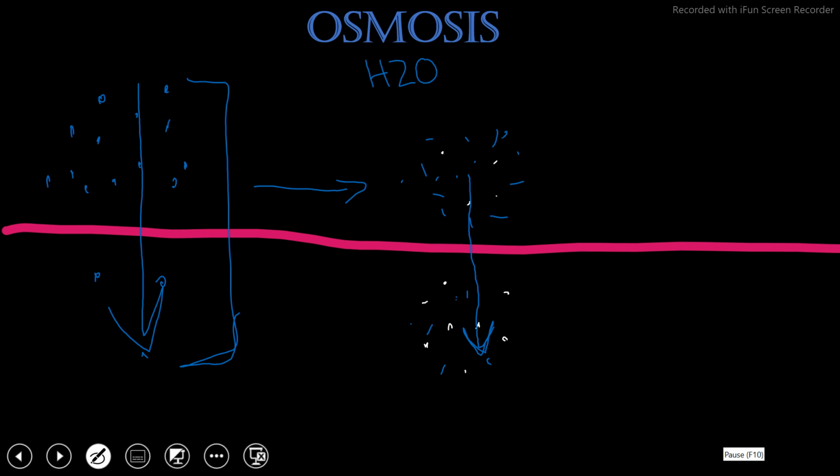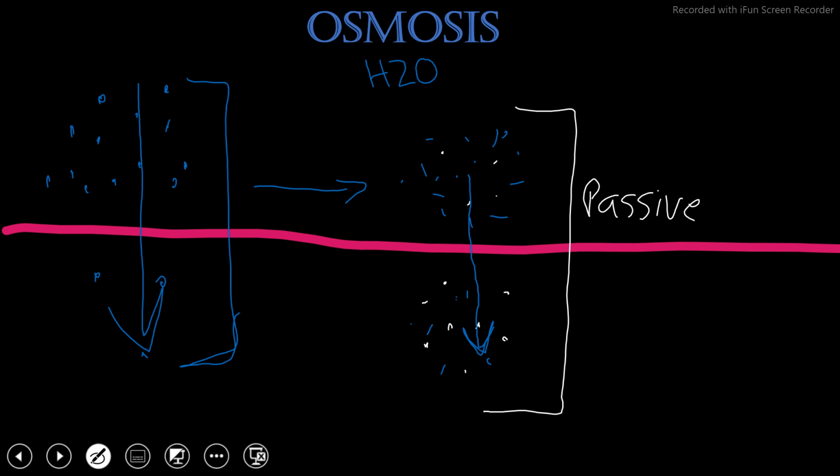Water is one of those molecules that can pass through the semi-permeable membrane without a protein, but it can pass through the proteins as well. For example, the aquaporin protein, specifically designed to let water pass through the membrane. Osmosis is also considered passive transport. Remember that diffusion deals with solutes and osmosis deals with the movement of water.